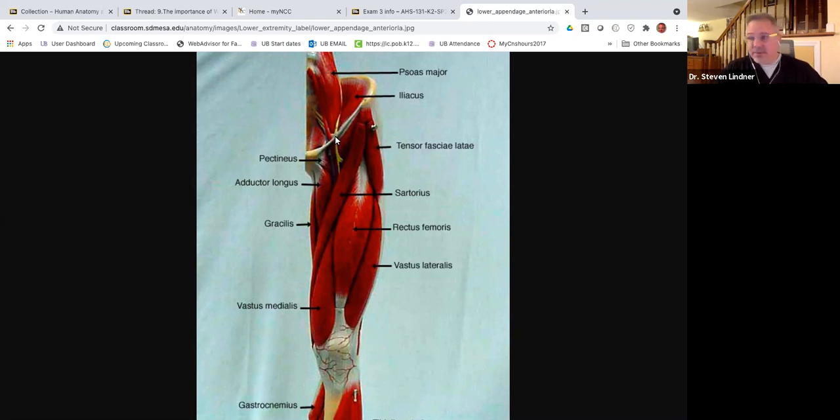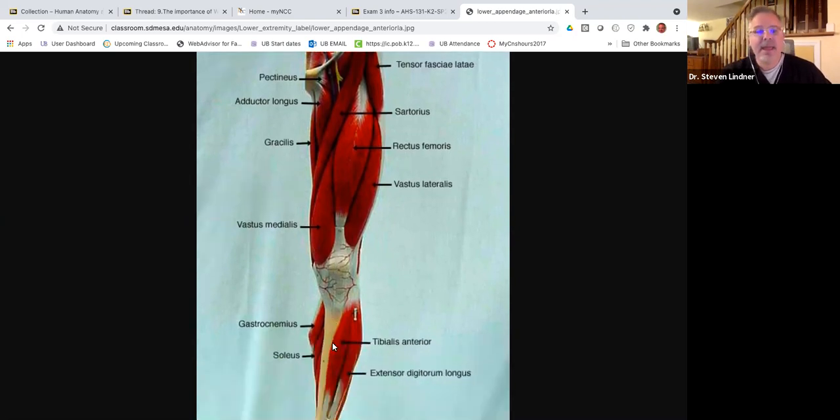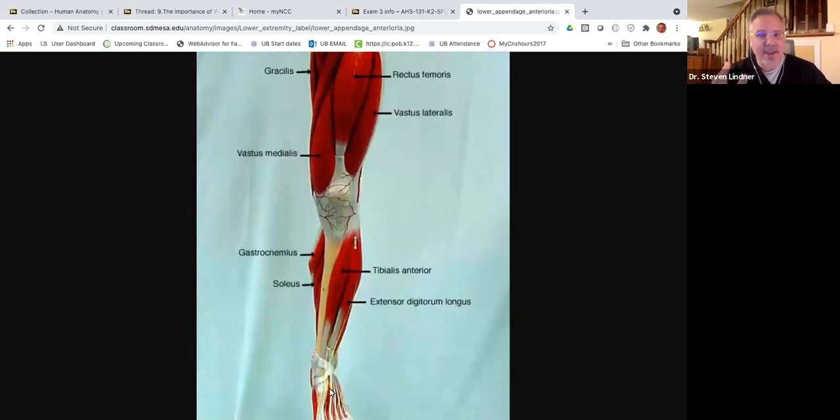Is it always called flexion? No, it's not always called flexion. At the hip, yes. At the knee, no. And then at the foot, you have to be more careful because there's two different types of flexion. There's plantar flexion, and then there's dorsiflexion. And you have to know what those differences are.